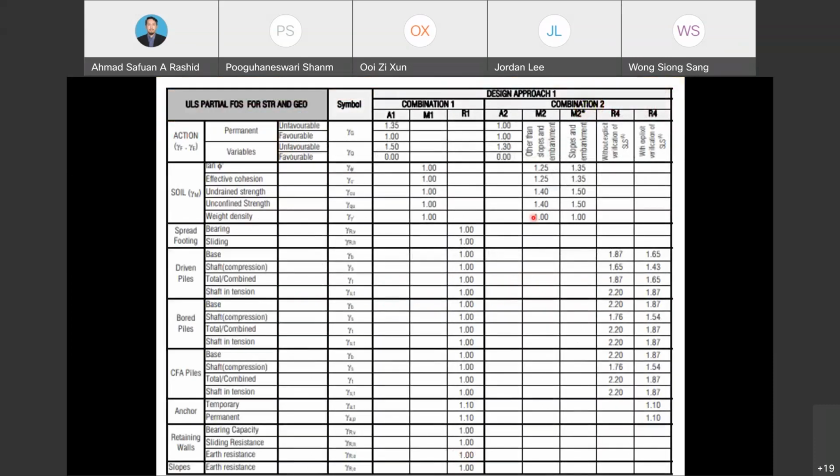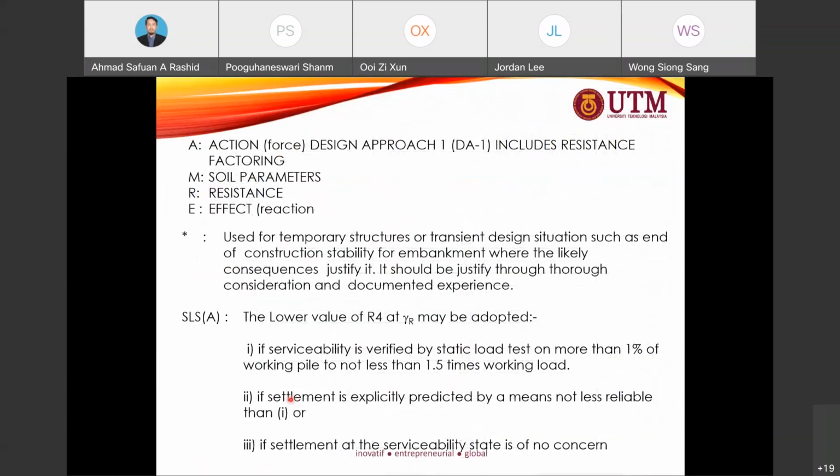So this is a table, I guess it's very useful to be used. This is for what we call shallow foundations, and also for deep foundations, retaining walls, and slopes as well. A for action, M for soil property, R for resistance, E for effect.